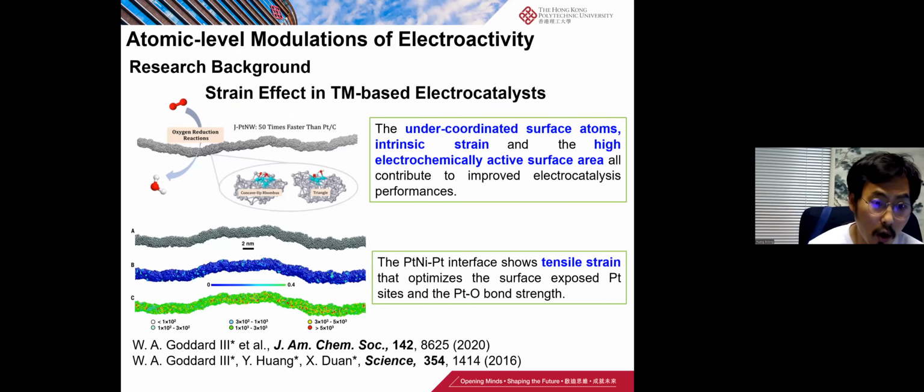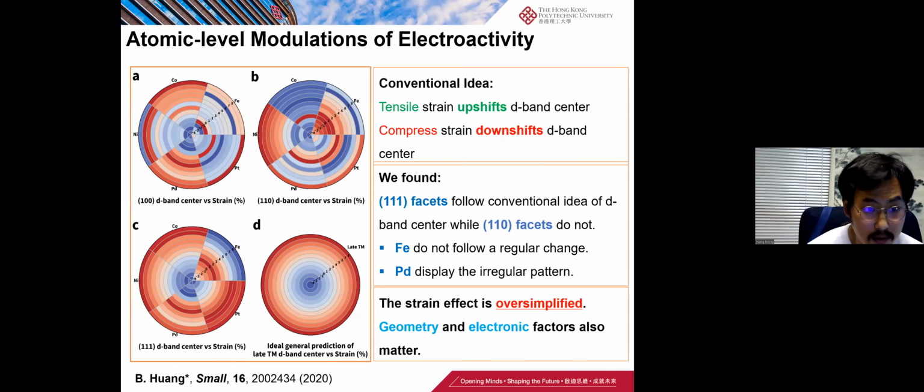Finally, we will also discuss the atomic level modulation in transition metal-based electrocatalysts. In recent years, the atomic scale engineering of electrocatalysts has gradually attracted electronic and electrochemical research interest. In particular, the strain effect has been widely observed in the transition metal-based nanoparticles. However, in the homogeneous work, we haven't done so yet.